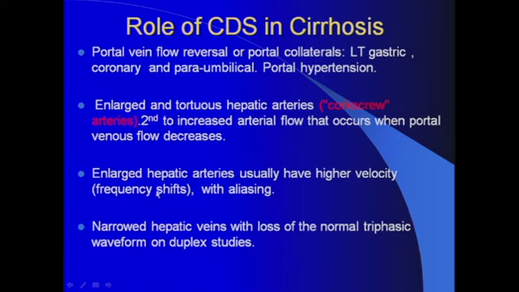In addition to that, enlarged hepatic arteries in the liver will show higher velocity. In other words, they have higher frequency shift, and you can easily observe this in real time with aliasing patterns, suggesting the increased arterial blood flow to the liver.